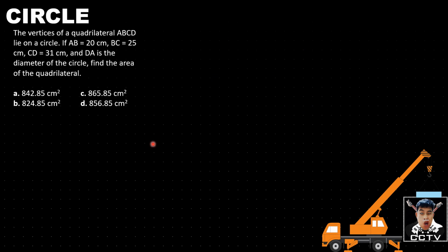Circle ulit. The vertices of a quadrilateral ABCD lie on a circle. If AB is equals to 20 cm, BC is equals to 25 cm, CD is equals to 31 cm, and DA is the diameter of the circle, find the area of the quadrilateral. Sabi nga dito, and DA is the diameter of the circle.